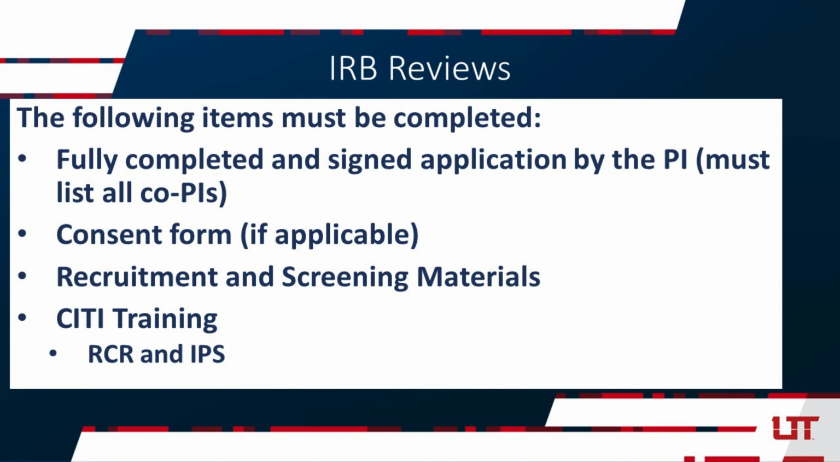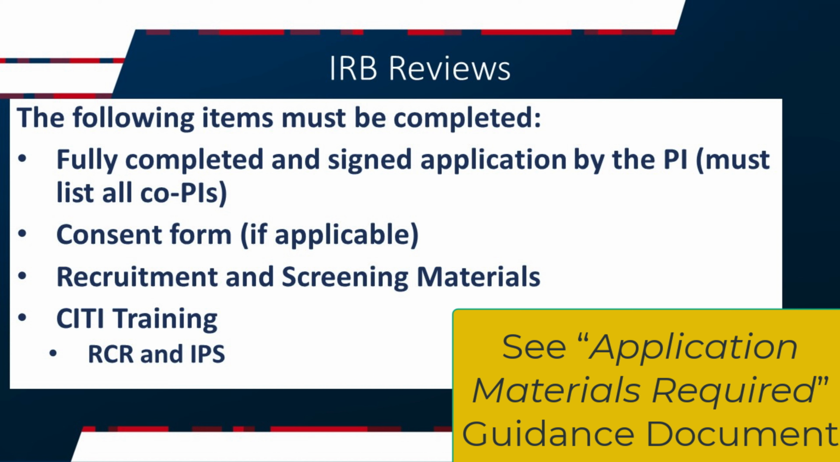So what is the process for IRB review at Utah Tech? The following items must be completed: a completed and signed IRB application. The PI and co-PIs must all sign. The consent form, if applicable. Recruitment and screening materials. CITI training, including responsible conduct of research and information privacy and security. The guidance document titled Application Materials Required will help to further clarify the requirements.